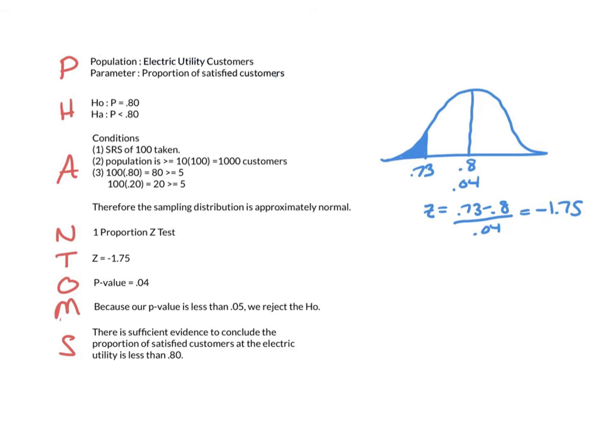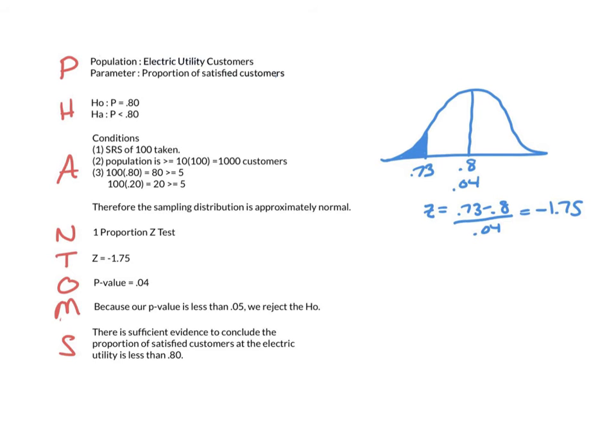Then the N is name the test. So you just write down one proportion z-test. And then you would say what the z was, which was negative 1.75. And I put the picture here in blue, not necessary on the AP test. I just wanted to reiterate where we got that negative 1.75 from. The O stands for observe the p-value. So the p-value is 4%. And then we say because our p-value is less than 5%, we reject the null hypothesis. That's the make the decision part.